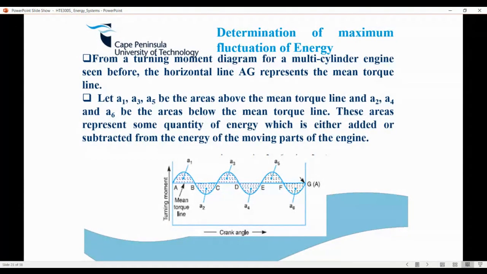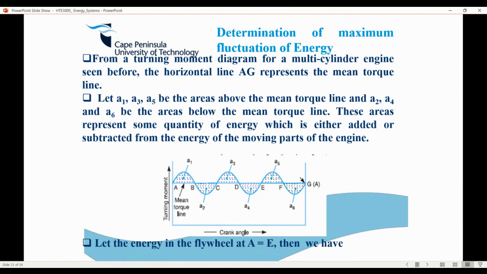We have A1, A2, A3, A4, A5, A6. And they say these areas represent some quantity of energy, which is either going to be added or subtracted from the energy of the moving parts of the engine. The reason is that energy, remember, is torque times angle, which gives you newton meters, which is essentially joules. So remember, angle times torque, the area under the curve, will give you some energy. That's why I mentioned that earlier on.